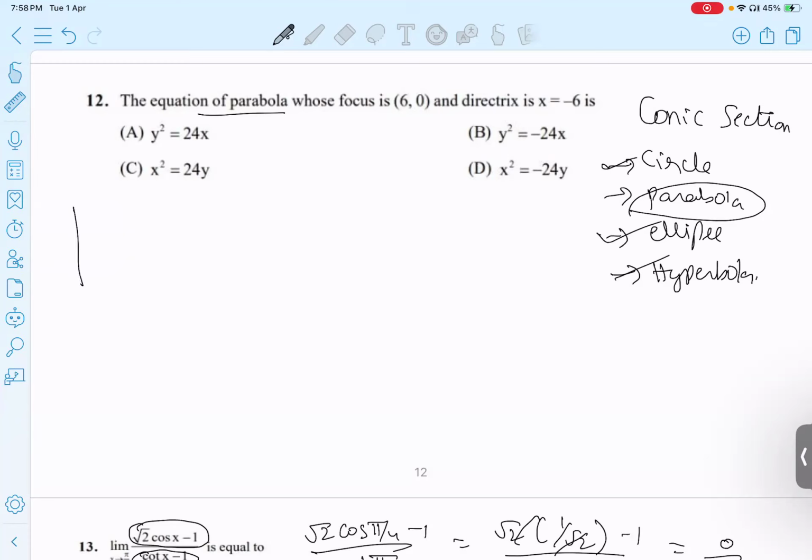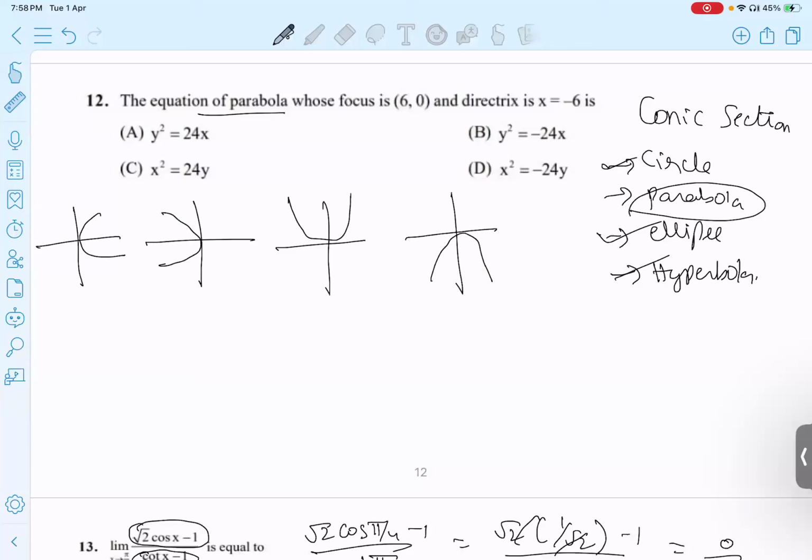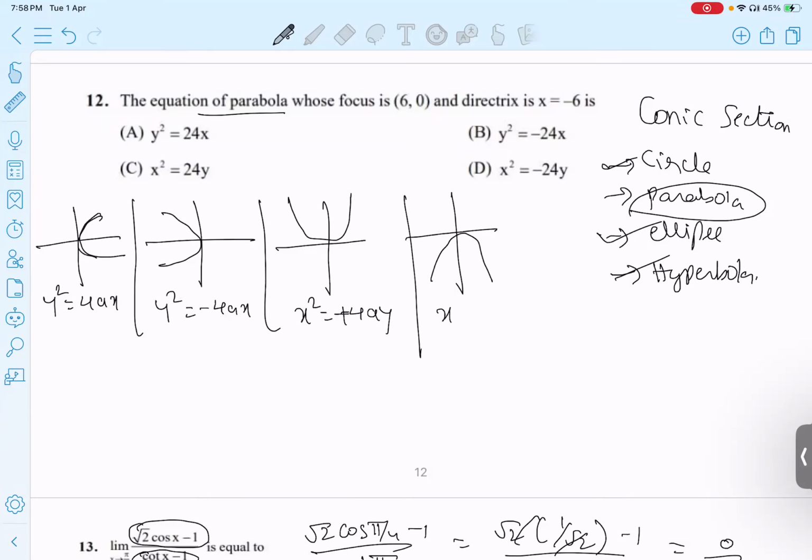There are 4 types of parabola. One opens towards the right, one opens towards the left, one opens upwards, and one opens downwards. So what is the equation of the parabola open towards the right? y square is 4ax. This one will be y square is equal to minus 4ax. x square is plus 4ay. And this is x square is minus 4ay. Remember, focus always lies inside the curve, on the axis. So this is called a comma 0. This is minus a comma 0, respectively on the positive and negative x and y axis.